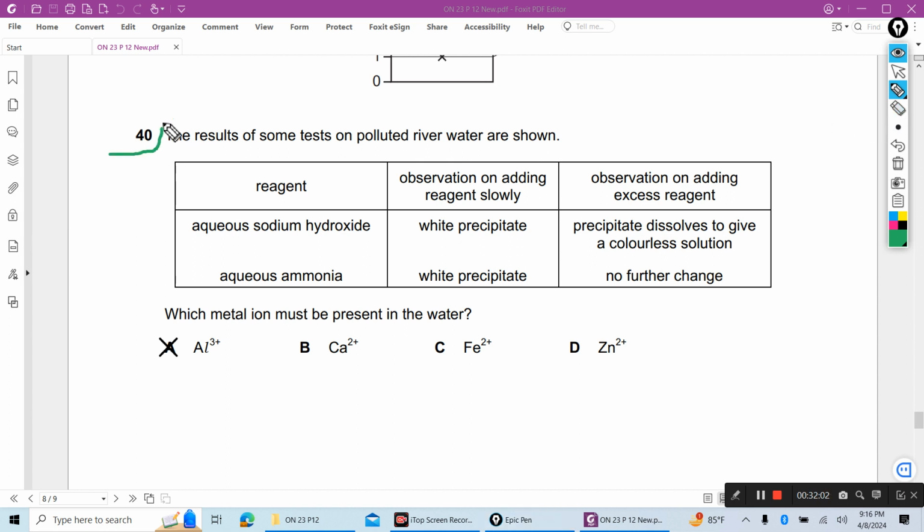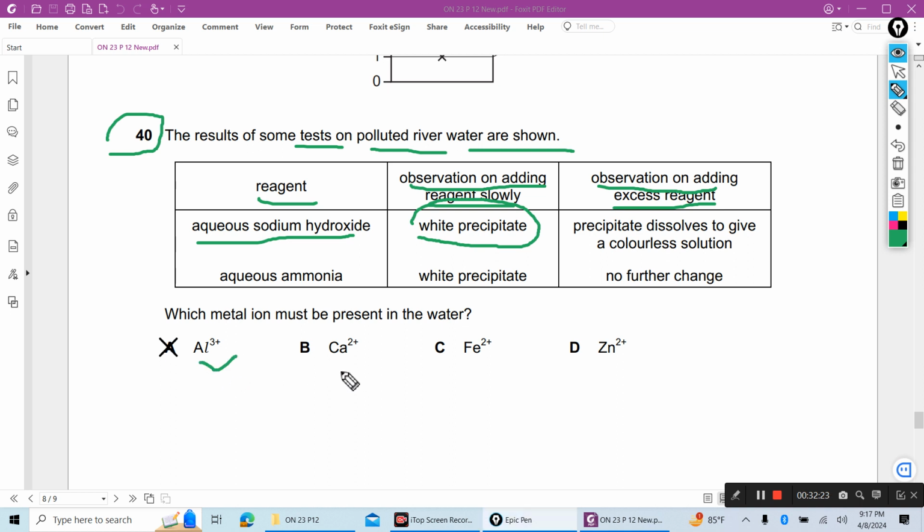Now number 40. The results of some tests on polluted river water are shown. Reagent, observation on adding reagent slowly, observation on adding excess reagent. With aqueous sodium hydroxide, a white precipitate forms. Aluminium, calcium and zinc give white precipitates, and iron(II) gives a green precipitate. Now the second observation: the precipitate dissolves to give a colorless solution.